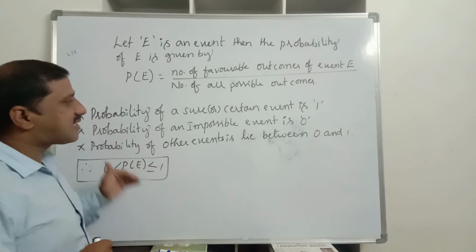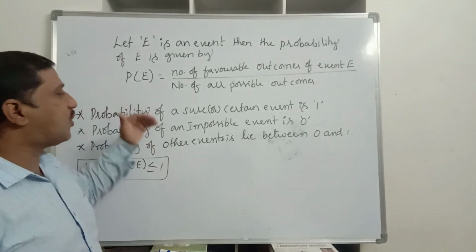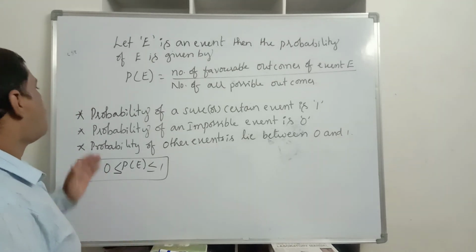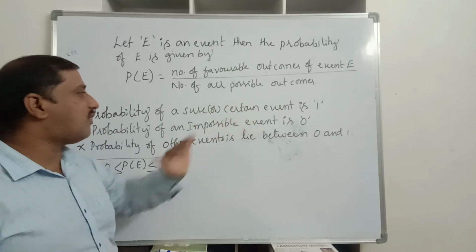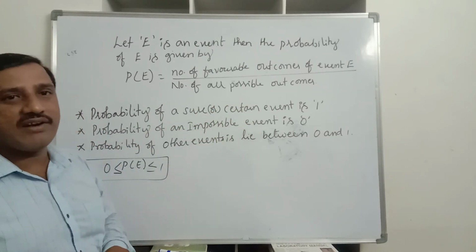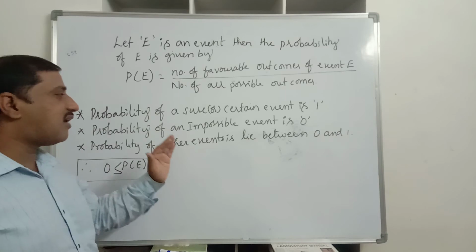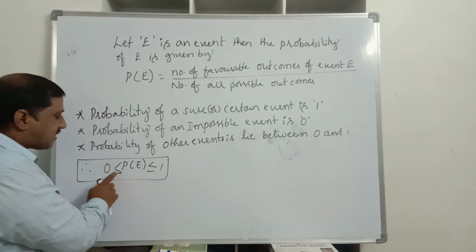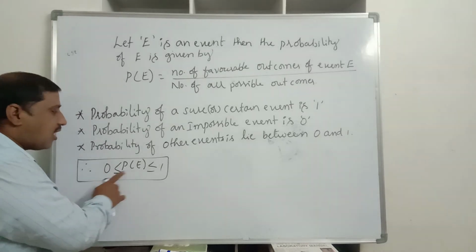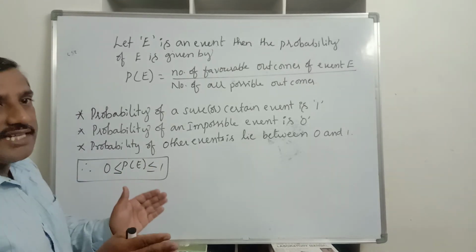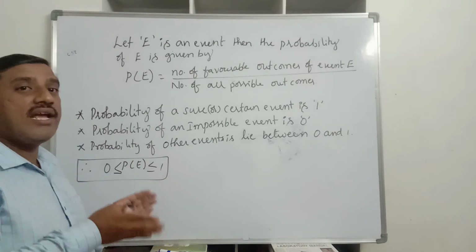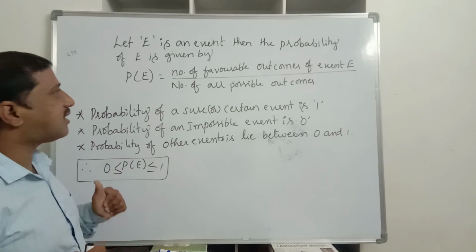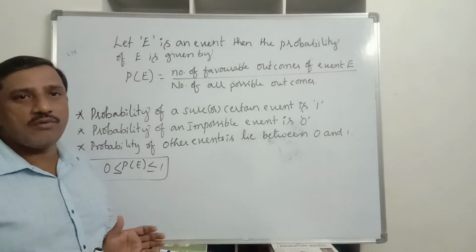Similarly, as we discussed in the previous session, there are sure events, impossible events and other events that may or may not happen. The probability of a sure event is 1, the probability of an impossible event is 0, and the probability of other events lies between 0 and 1. Therefore, the probability of any event is greater than or equal to 0 and less than or equal to 1, including 0 and 1. Now we will discuss finding the probability in a few problems.